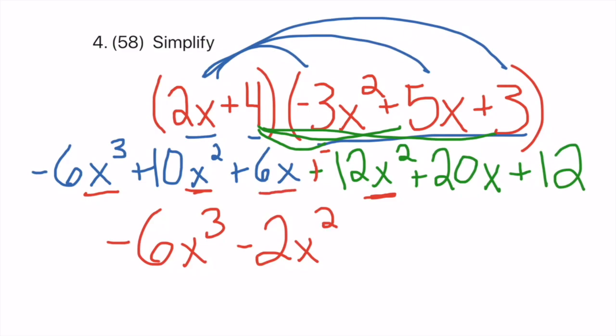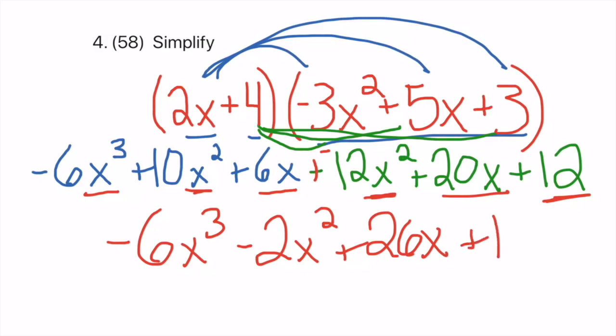Then I have an x to the first power and another x to the first power. And that's just 6x plus 20x. So that's plus 26x. And then last but not least, we have just this constant 12. So plus 12. And that is the final answer.